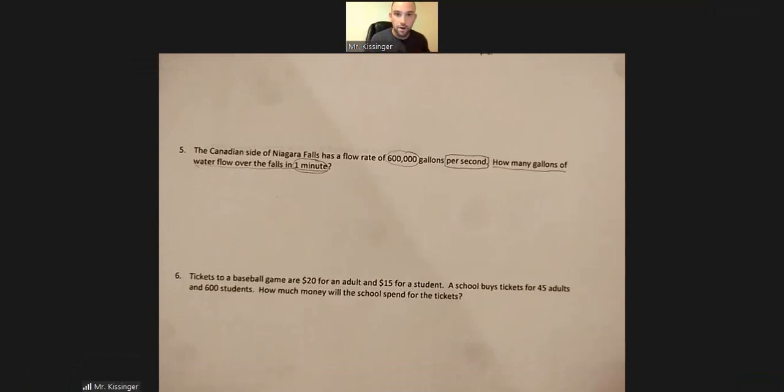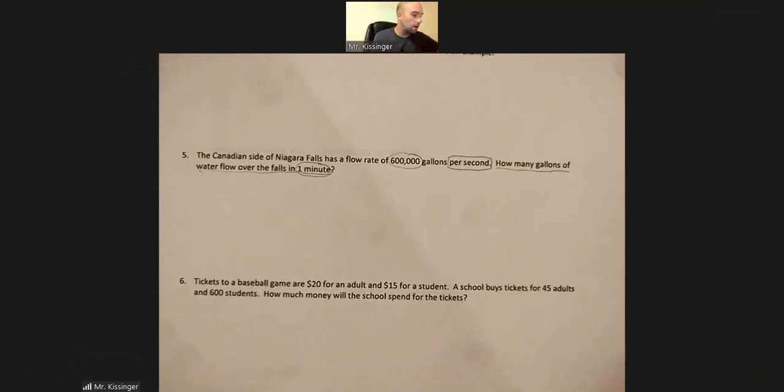All right, now let's try a word problem. The Canadian side of Niagara Falls has a flow rate of 600,000 gallons per second. How many gallons of water flow over the falls in 1 minute? So I've gone ahead and circled my numbers, underlined our question, and boxed in per second because that'll let us know that we need to multiply by the number of total seconds.